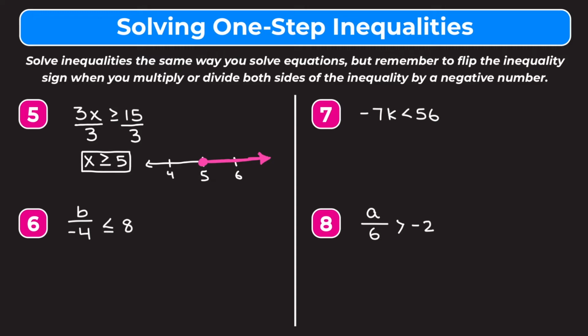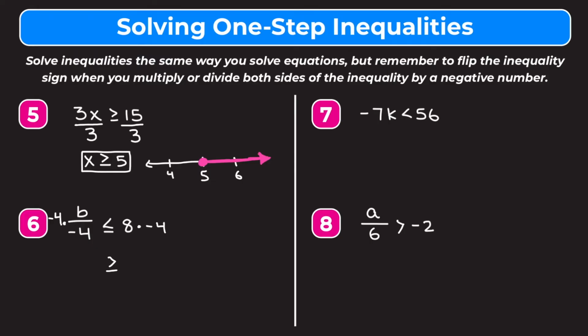So now if we take a look at example 6, we have b divided by negative 4 is less than or equal to 8. So this is where this extra remember note is going to come into play. What we want to do is get rid of this negative 4, and b is being divided by negative 4. So to get rid of it, we have to do the inverse, which is multiplying. So we have to multiply both sides of our equation by negative 4. Now, when we multiply or divide both sides of our inequality by a negative, we have to flip this inequality sign. So instead of less than or equal to, we're going to flip it to be greater than or equal to. The rest of our problem is the same.